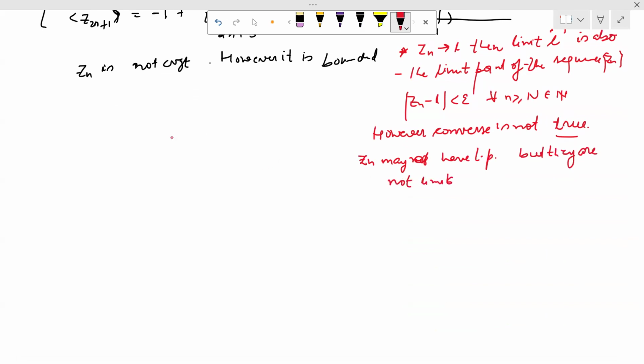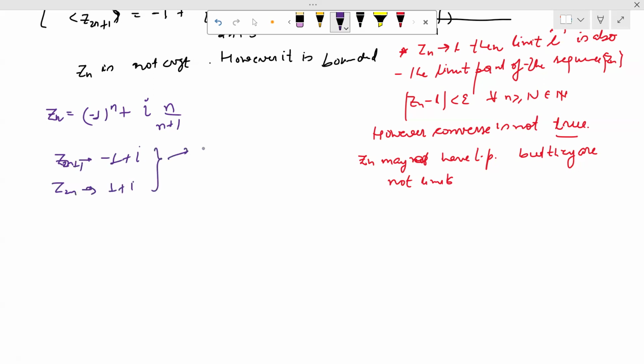Example I have already given you. So if I take this example again, that is Zn is equal to (minus 1) raised to power n plus iota n upon n plus 1. Clearly, Z2n converges towards 1 plus iota, and Z2n plus 1 converges towards minus 1 plus iota. Both of them are limit points.